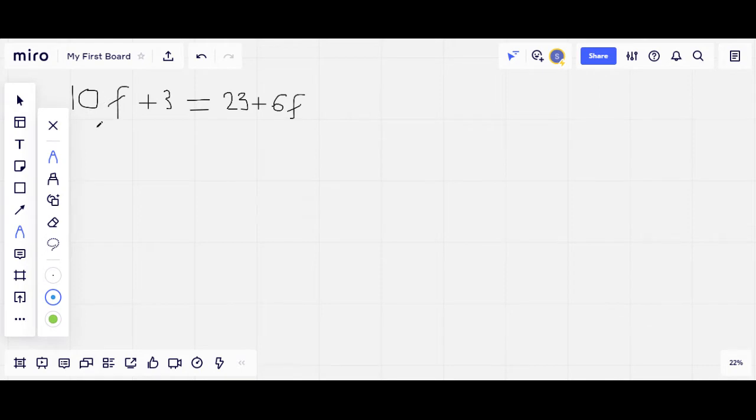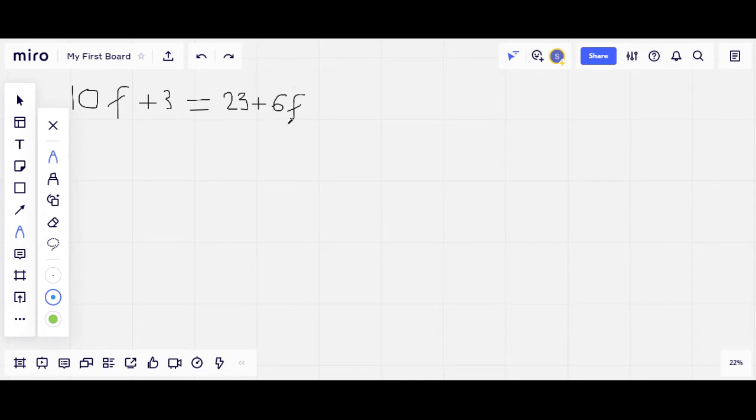onto the same side. So all the like terms of this 10f, so anything with the pronumeral f, so we've got 10f here, we've got 6f on this side. So the idea is we want to move this 6f over onto this side of the equation. So the way that we're going to do that is we're going to move it by subtraction. Because we've got a 23 plus 6f here. So we're adding that 6f onto that 23. So to cancel that out and move it onto the other side, we need to subtract 6f.